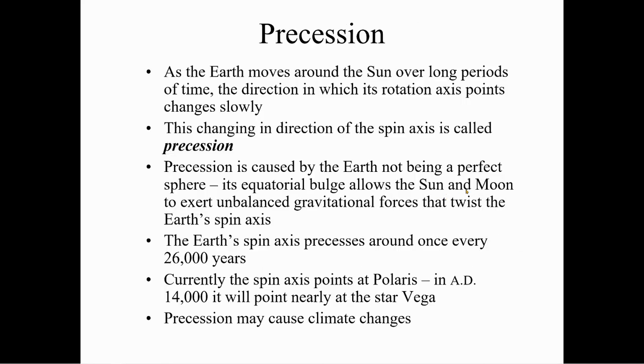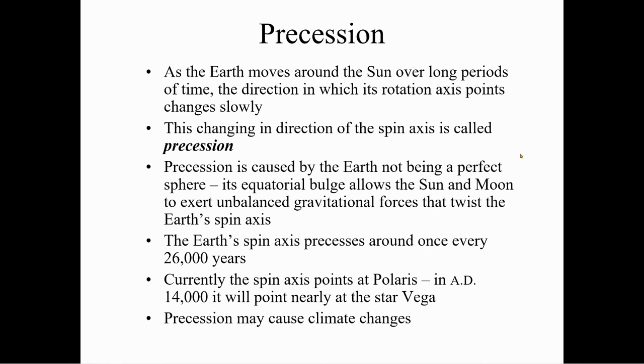Precession. As the Earth moves around the Sun over long periods of time, the direction in which its rotational axis points changes slowly. The change in direction of the spin axis is called precession. Precession is caused by the Earth not being a perfect sphere. Its equatorial bulge allows the Sun and Moon to exert unbalanced gravitational forces that twist the Earth's spin axis.